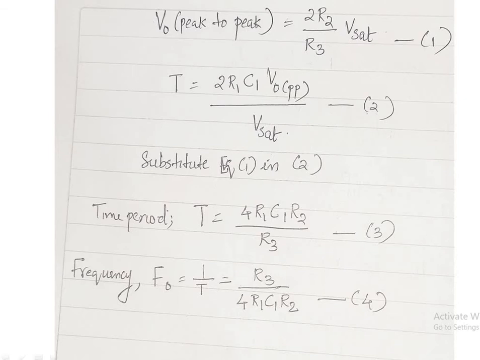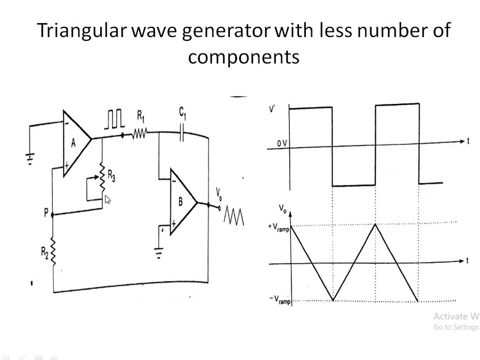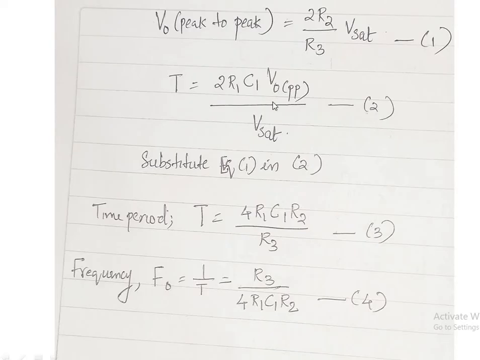Now let us move on to some design equations. Here the output voltage, that is the ramp signal or triangular wave peak to peak value, is 2 into R2 by R3 Vsat. R2 is this resistance and R3 is this resistance. 2 into R2 by R3 Vsat is the output voltage peak to peak value, and the time period is given by 2 into R1 C1 into output voltage divided by V saturation.